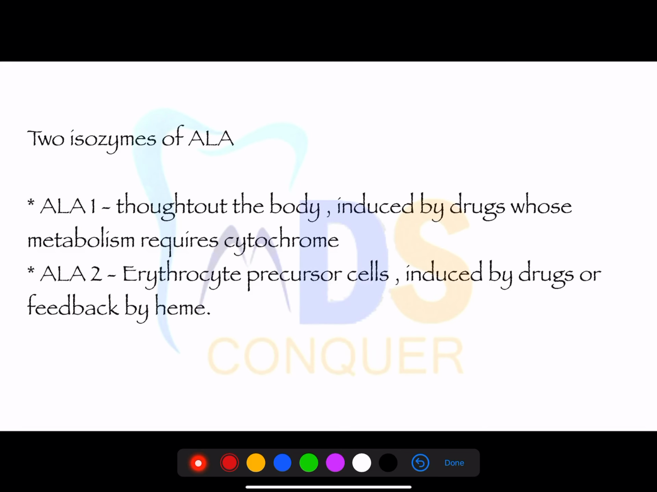The next comes, as we are discussing ALA: ALAs are of two types, type 1 and type 2. Do make a note about the difference, where type 1 is present and what is the use of type 1 and type 2.